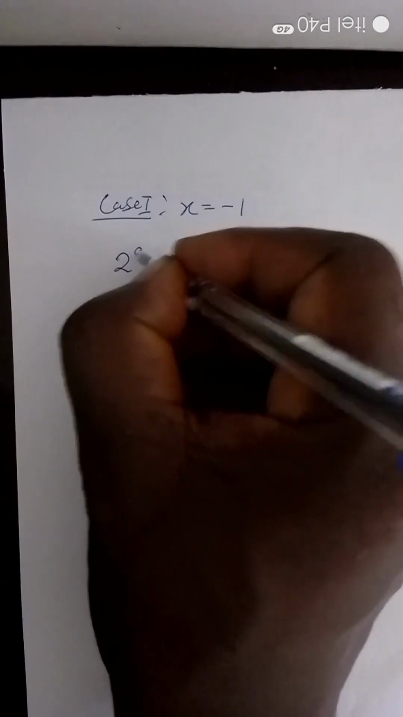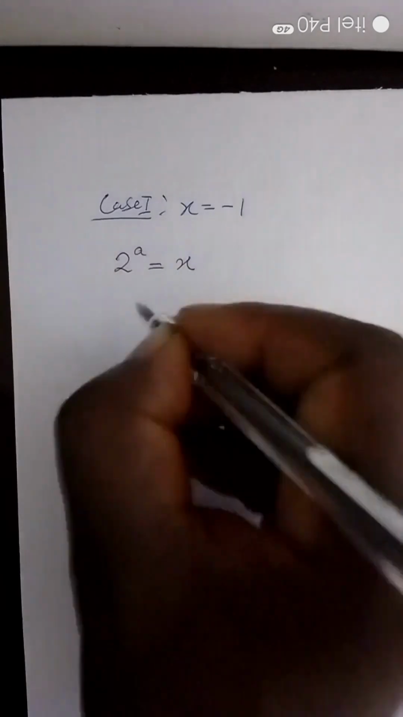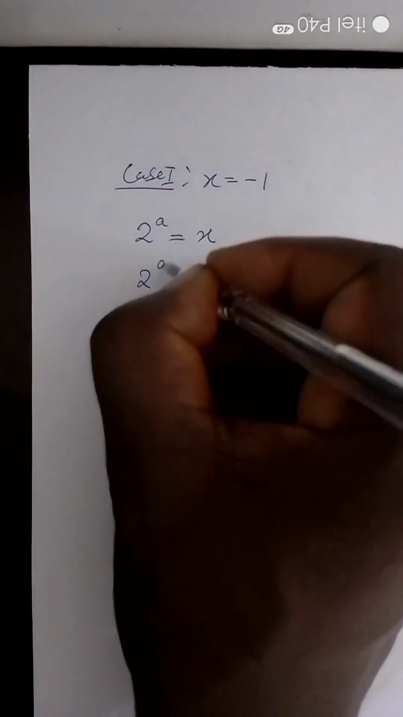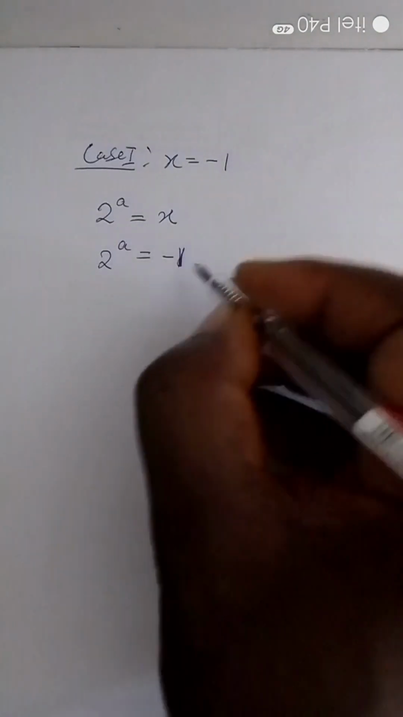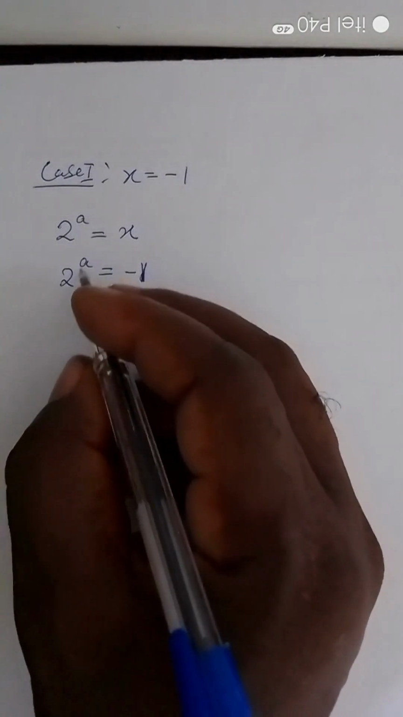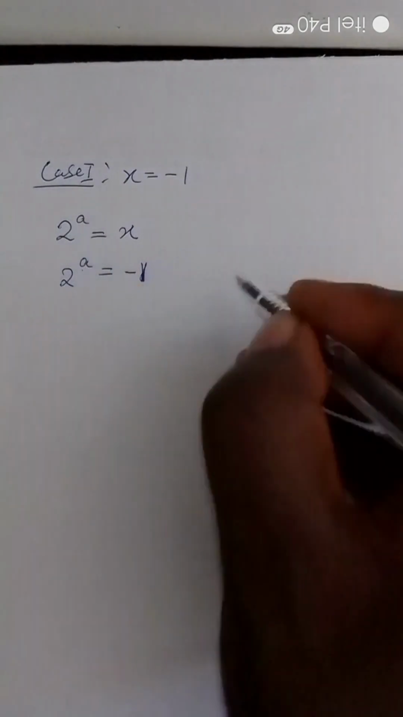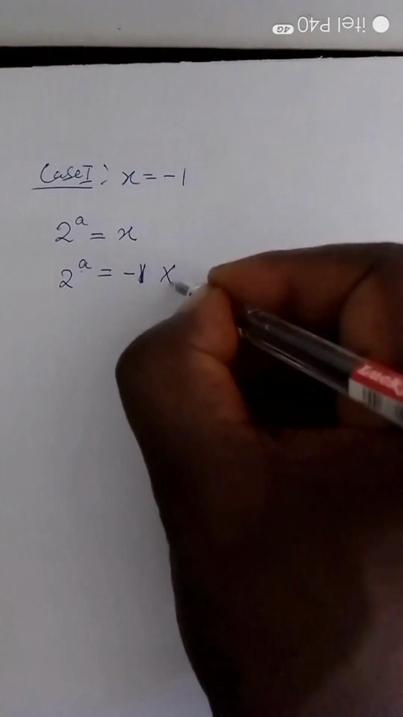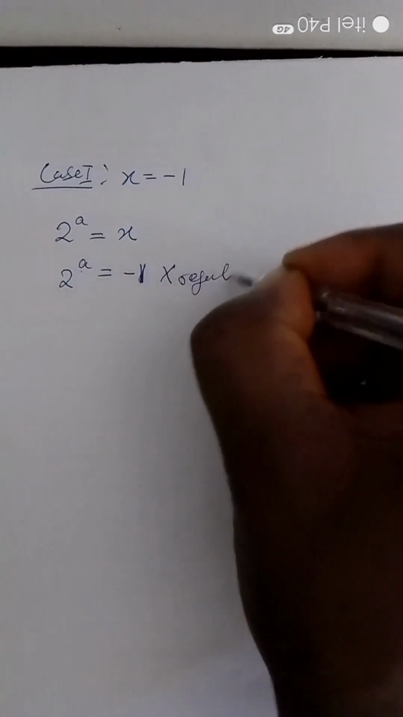Now we need to come back here and say there are two cases. Case 1, when x equals minus 1. We know that 2 to the power of a is equal to x. So 2 to the power of a will be equal to minus 1. This is negative, and 2 to the power of a number can never be negative, so we reject this solution.